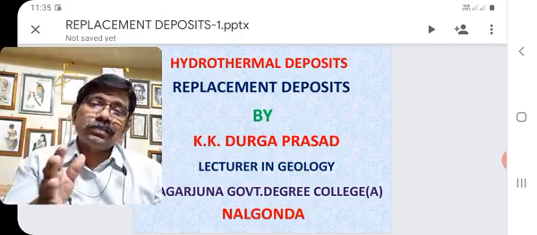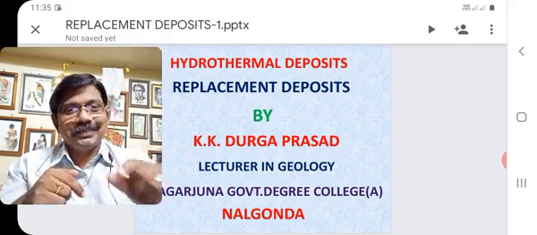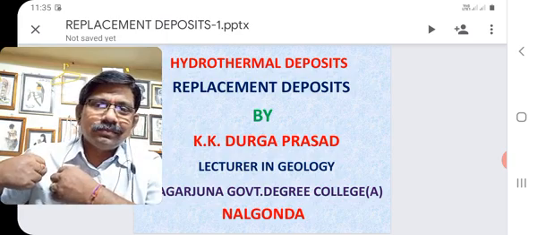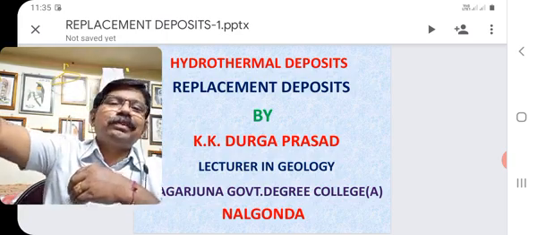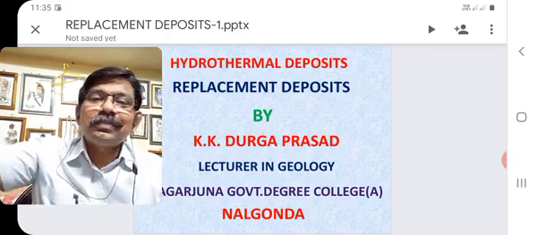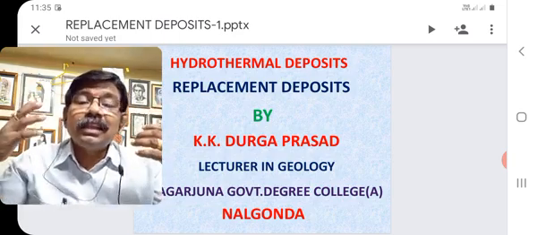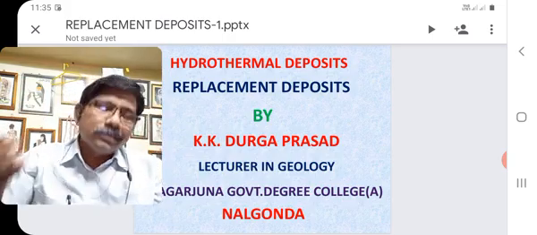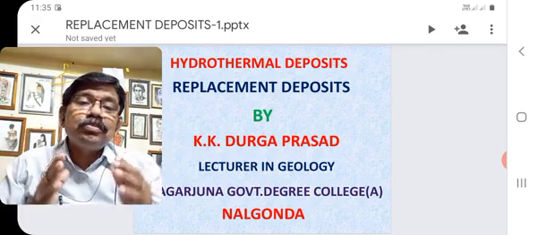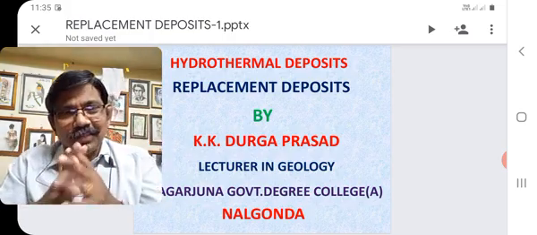What are the necessities? First, the hydrothermal solution should have metallic or mineral content to deposit somewhere. If I have a bag, I will keep it somewhere, in Hyderabad or Karimnagar, wherever I go. Without having a bag, what would I keep there? So it should contain some minerals or metals in itself. Then it will move like that. When the temperature falls, it will be divided into two types of deposits.